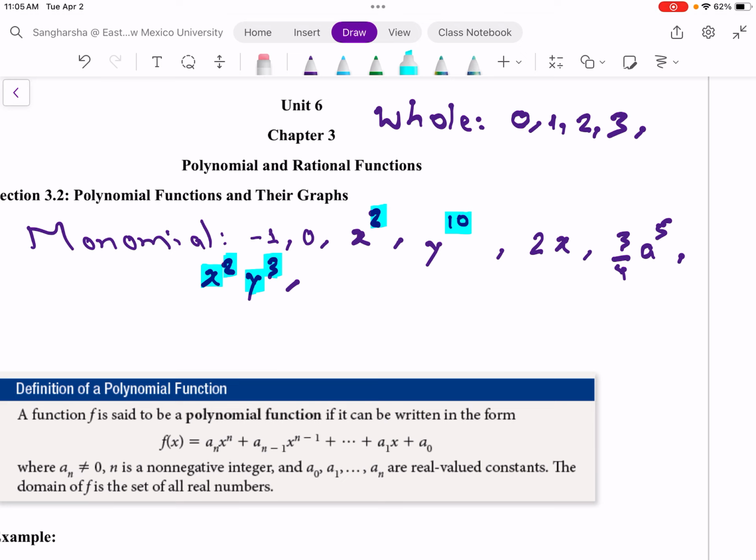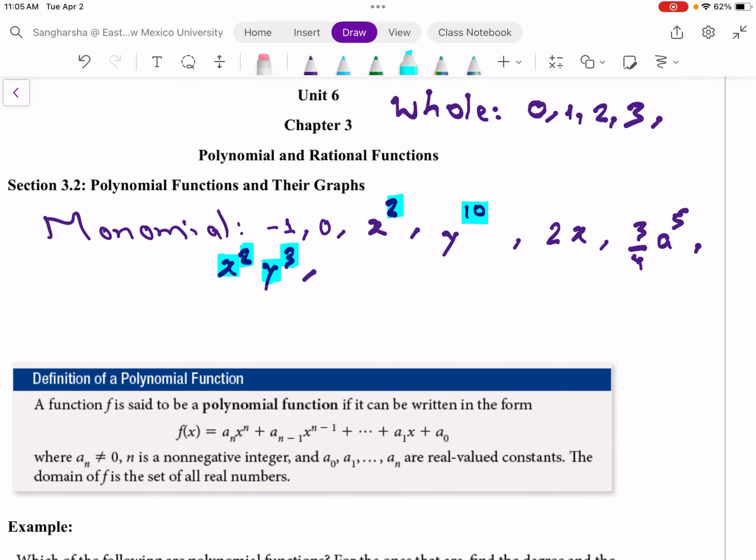Now if we combine two monomials with a plus or minus, what do we call that? Binomial. Now let's take two monomials from here. Let's take x squared and 2x. We have these two monomials, x squared and 2x. These monomials are connected by a sum here. Then it becomes a binomial. So this is a binomial.